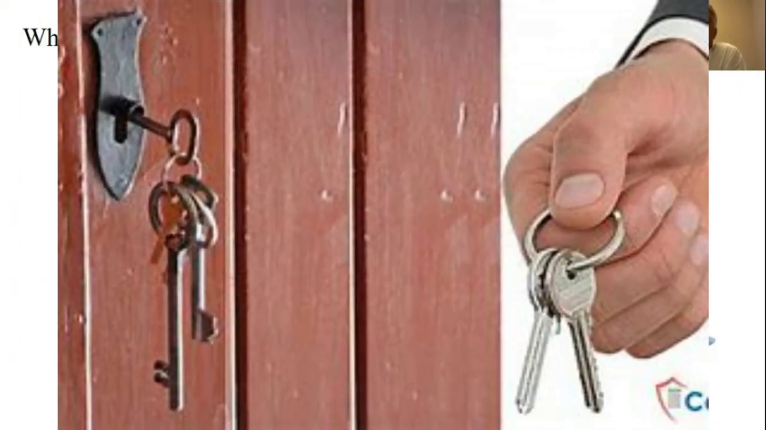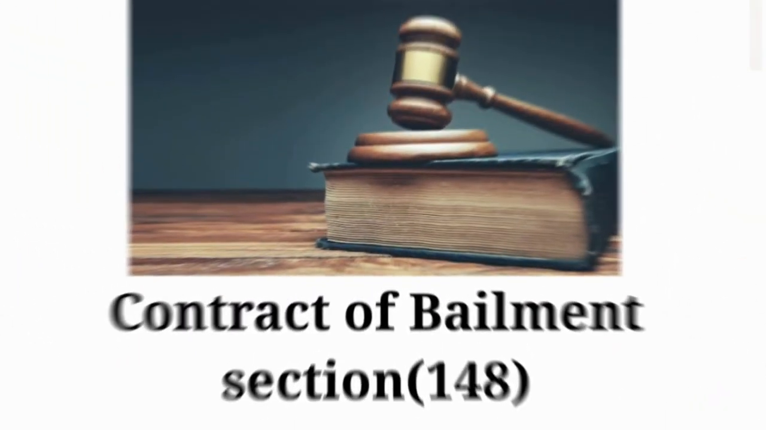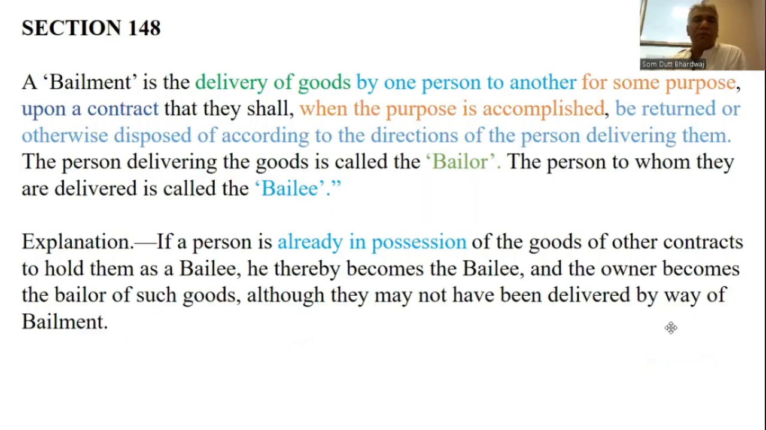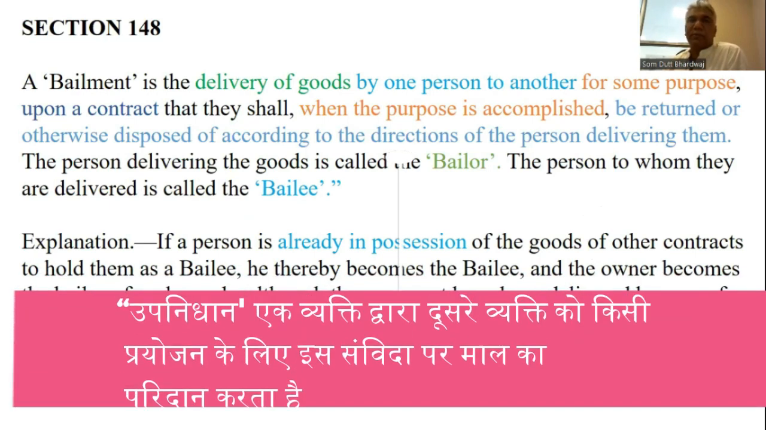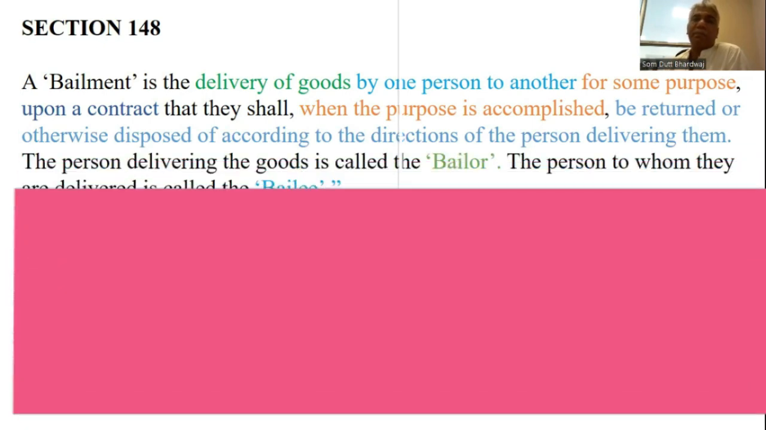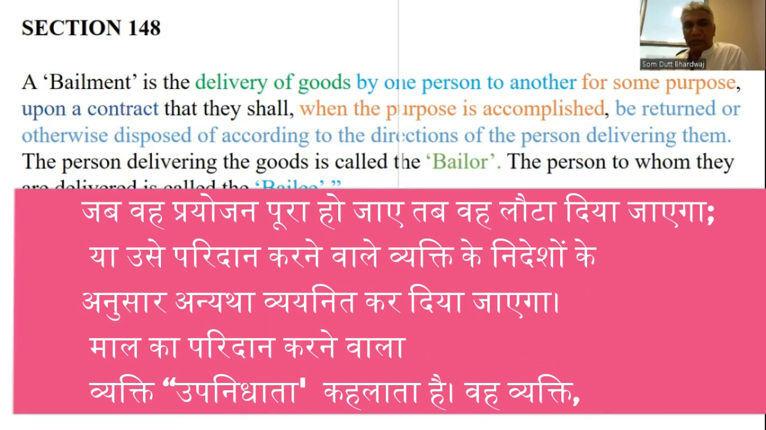Bailment has been defined very clearly in the Indian Contract Act, section 148, and a careful perusal of this section will make the related concepts very clear to one and all. As per section 148, bailment is the delivery of goods by one person to another for some purpose, upon a contract that they shall, when the purpose is accomplished, be returned or otherwise disposed of according to the directions of the person delivering them.